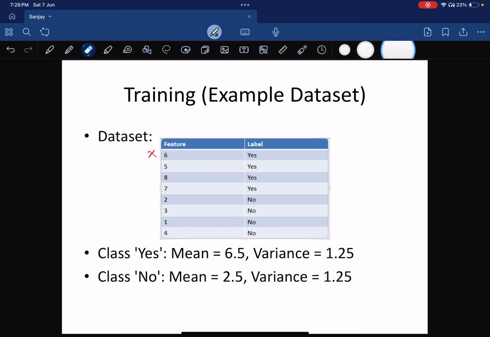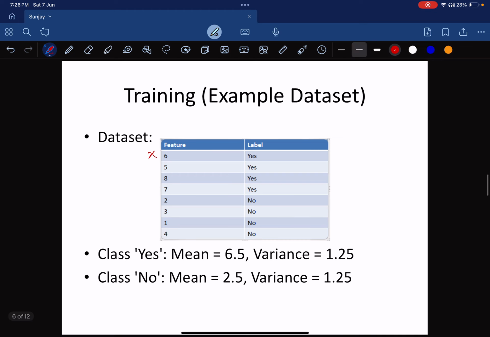The Gaussian Naive Bayes model will separate the data based on the class. For example, in this case, it will first take this data, and next it will take this data. These are the two separate classes, because the labels are different. And in each class, it will separately do the operations like finding the mean and variance.